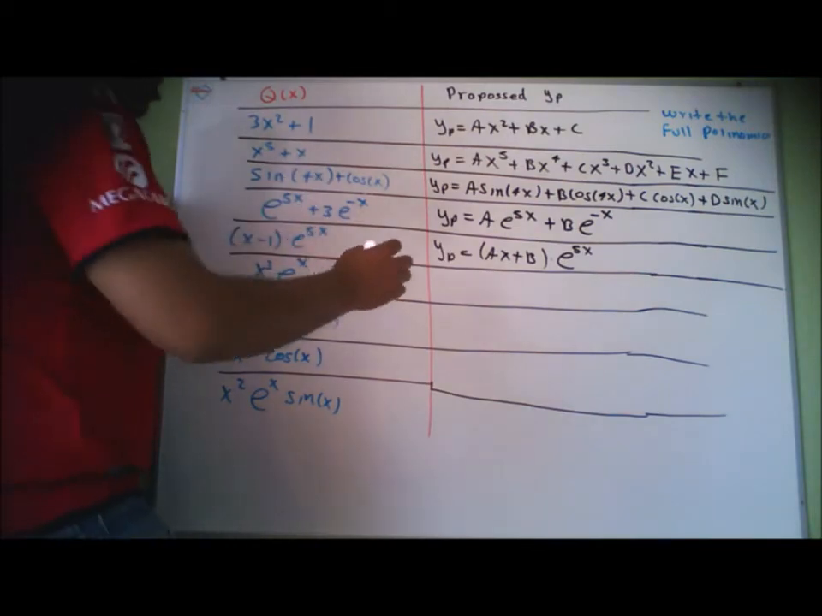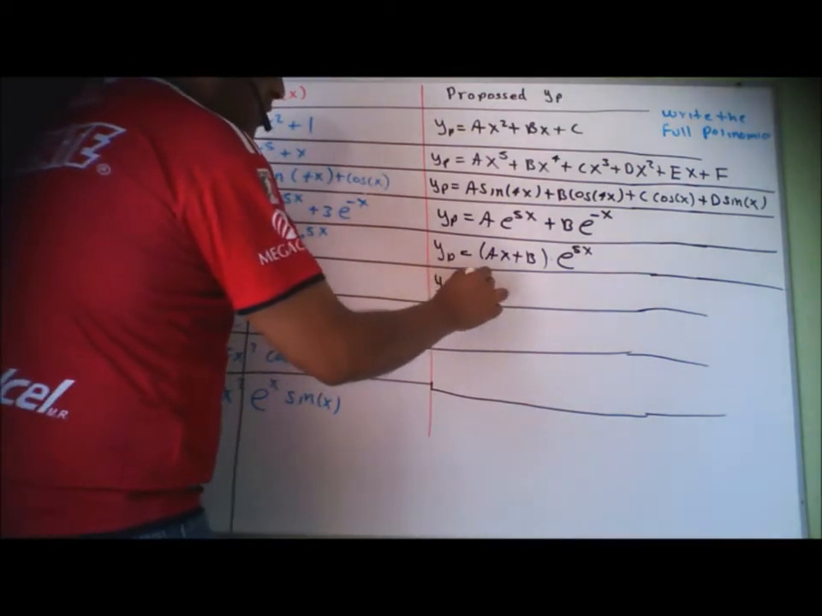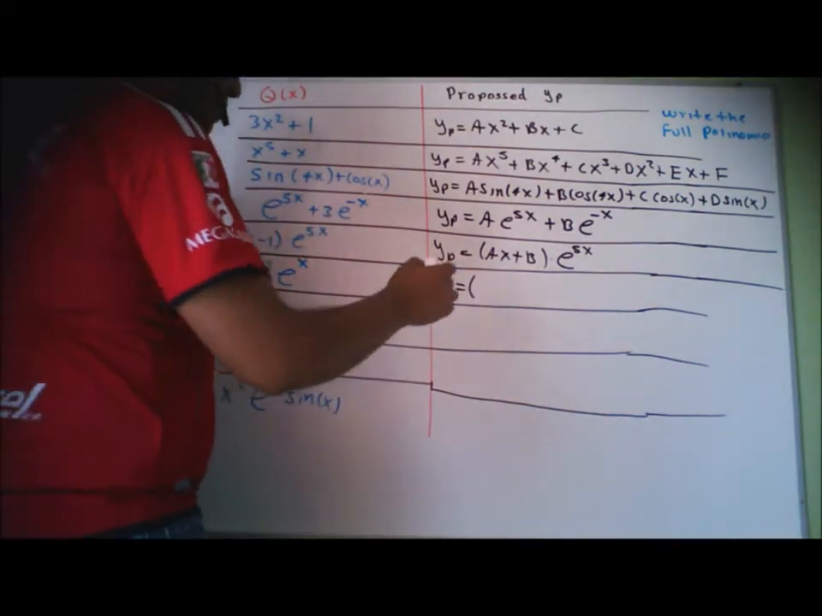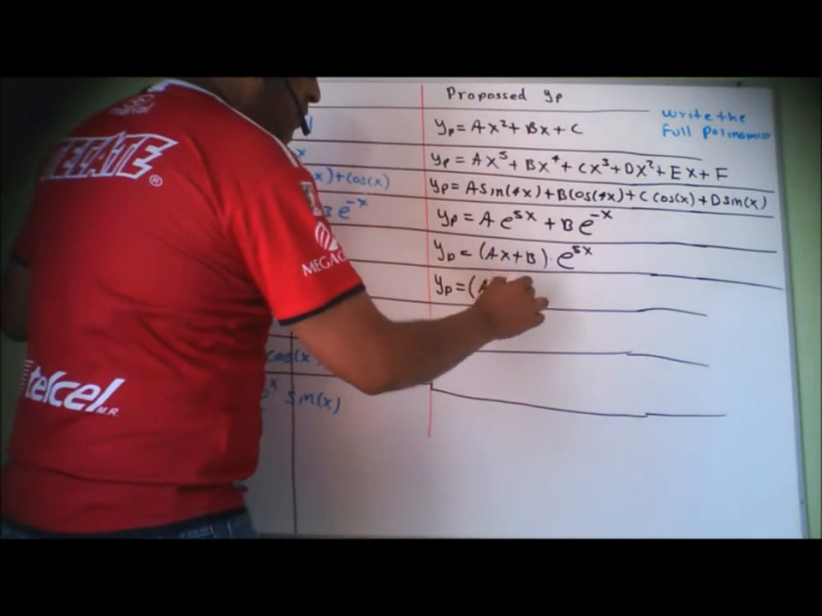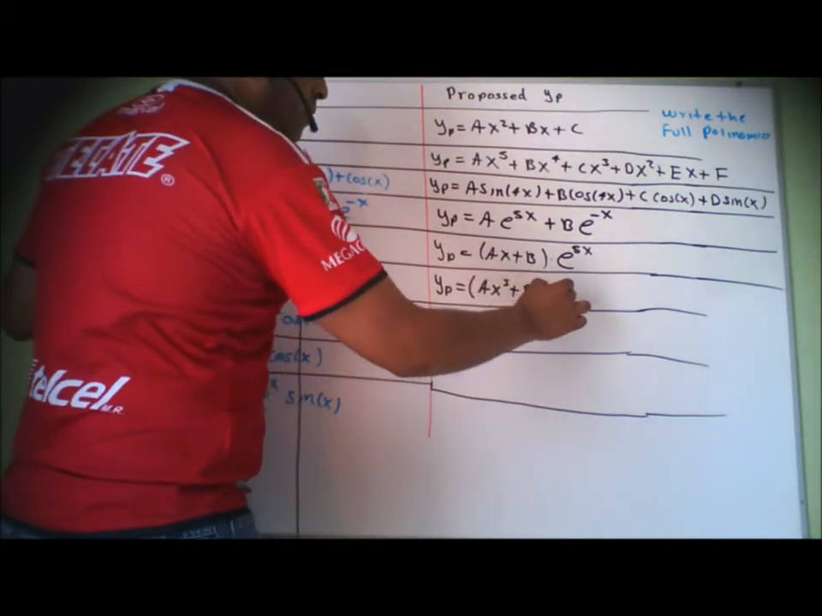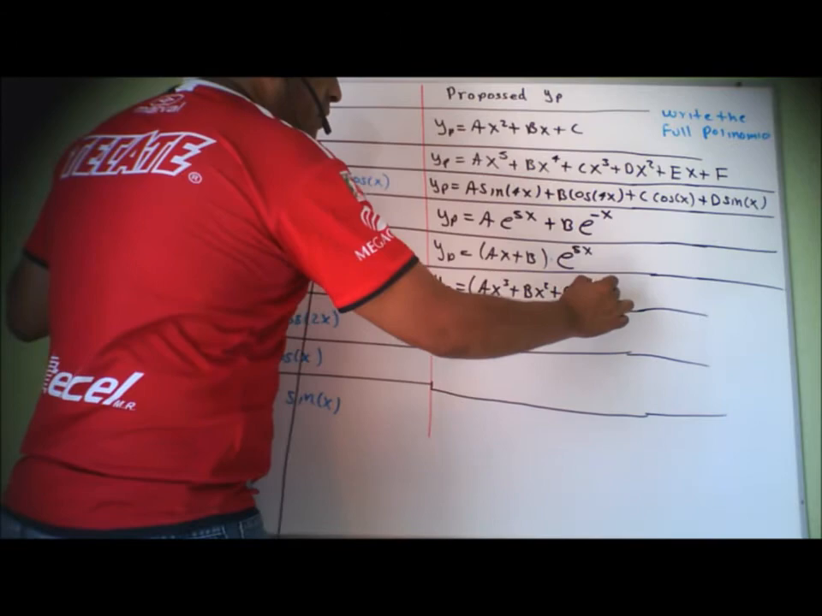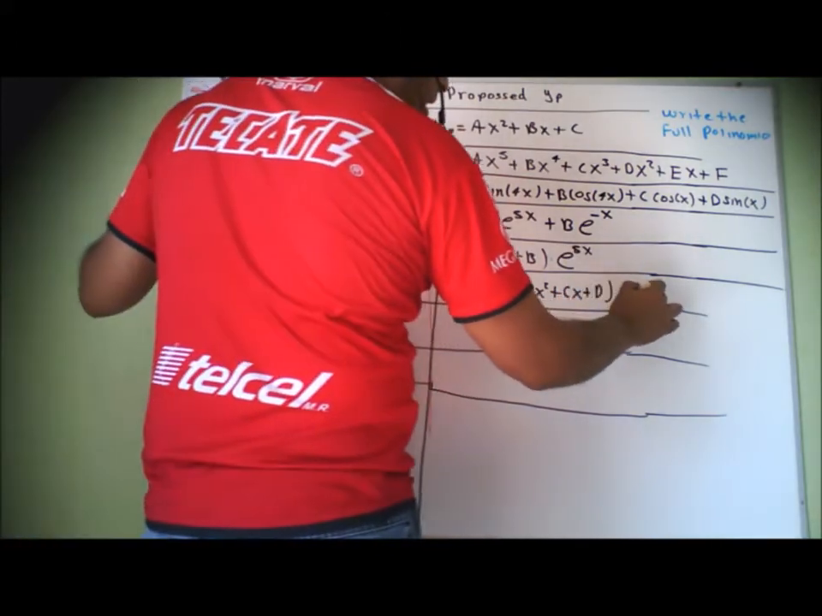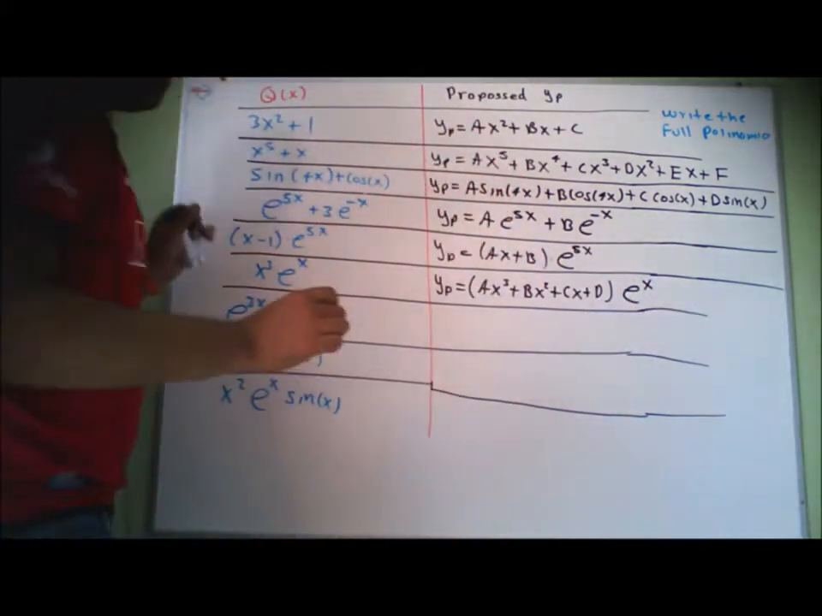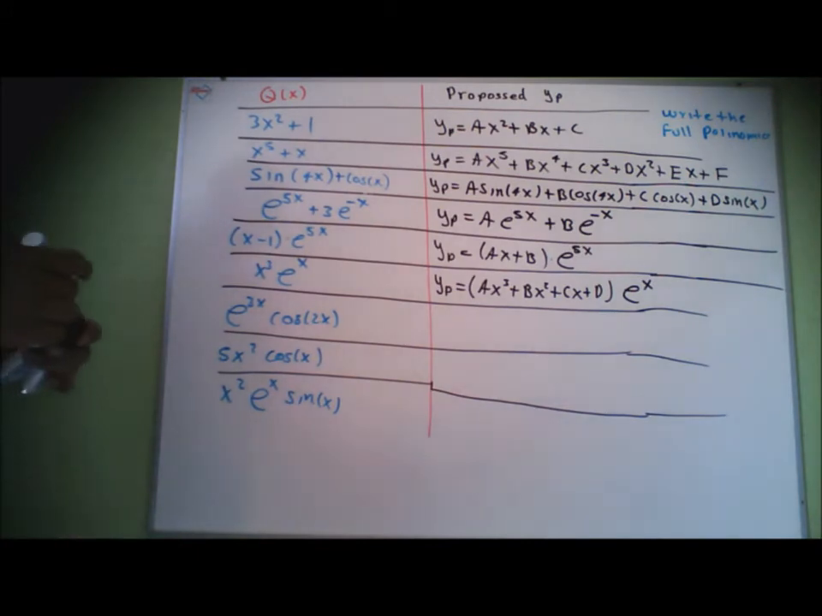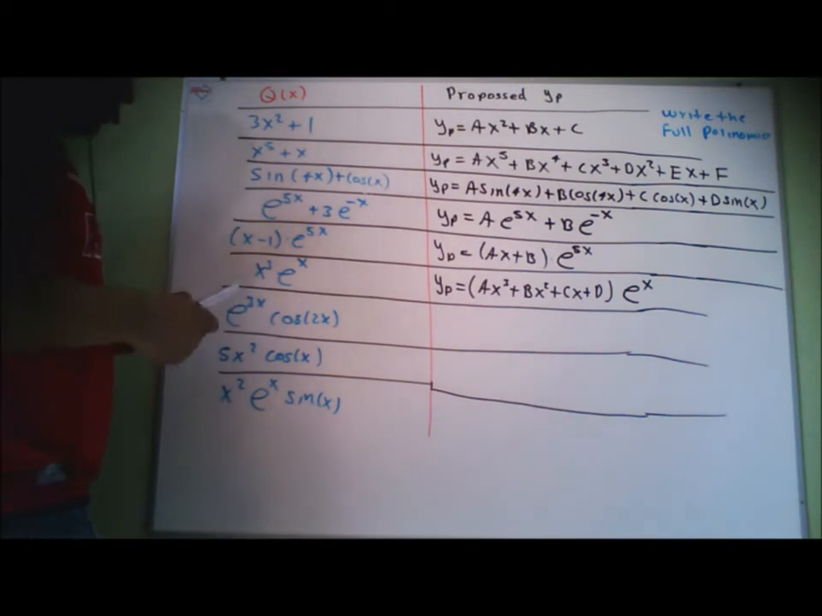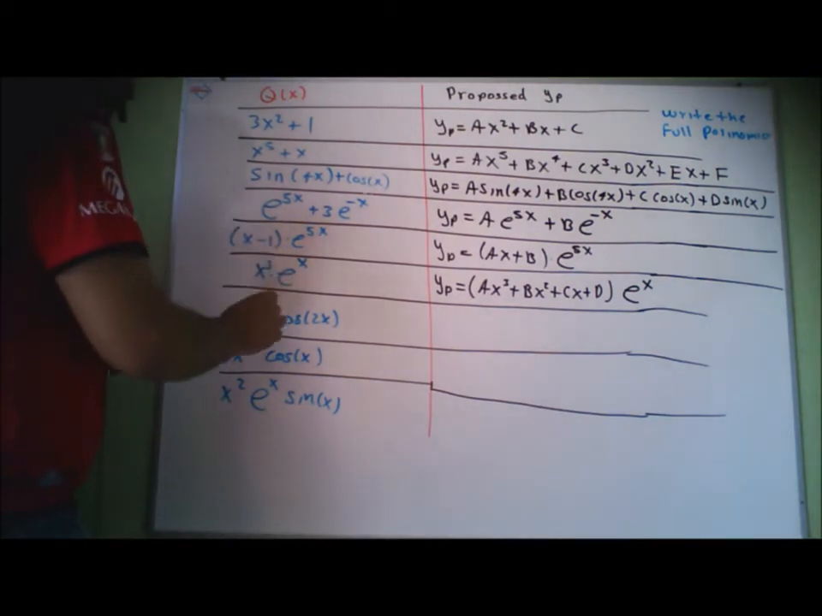First of all, for the particular solution, you have to write the full polynomial: ax to the power of 3 plus bx squared plus cx plus d, and then the exponential of x. Alright? So you have to write the full polynomial and the exponential. Now, what about the exponential in combination with the cosine? Here, remember, we have a multiplication.